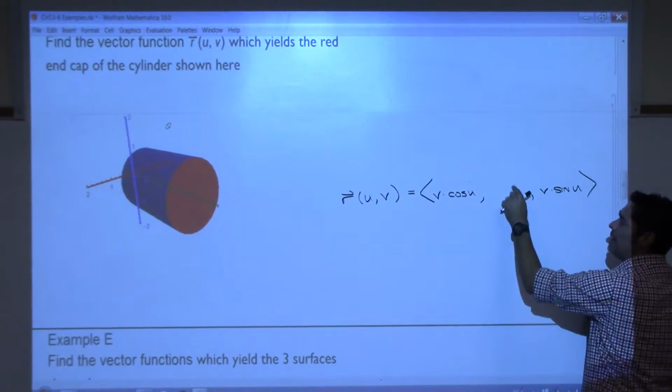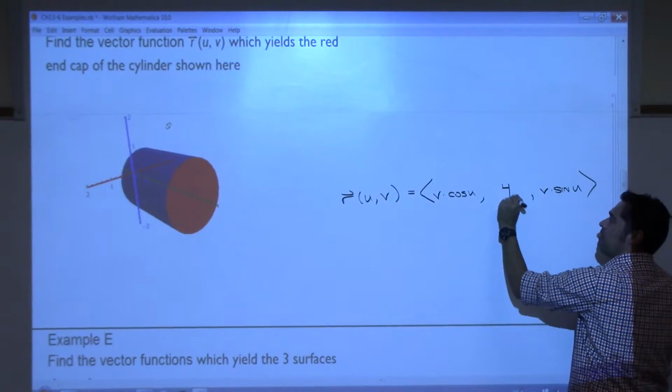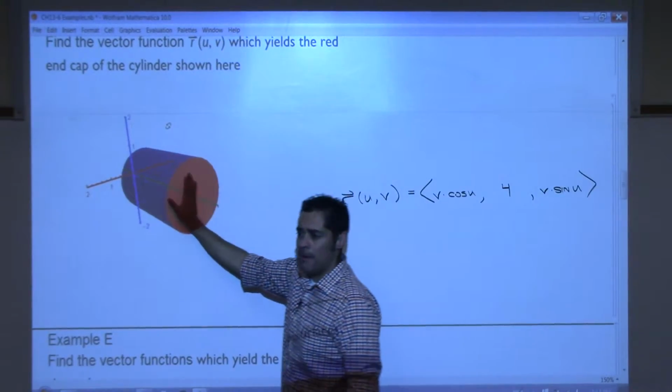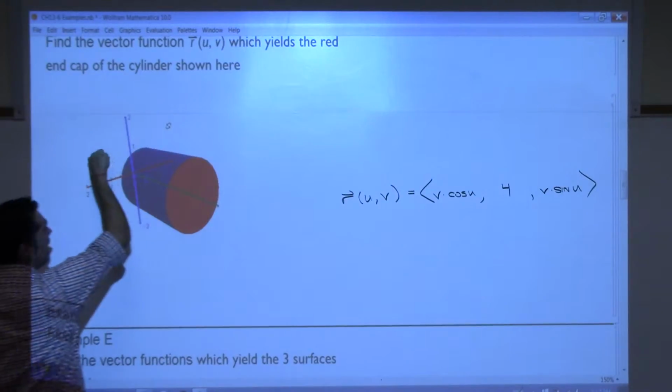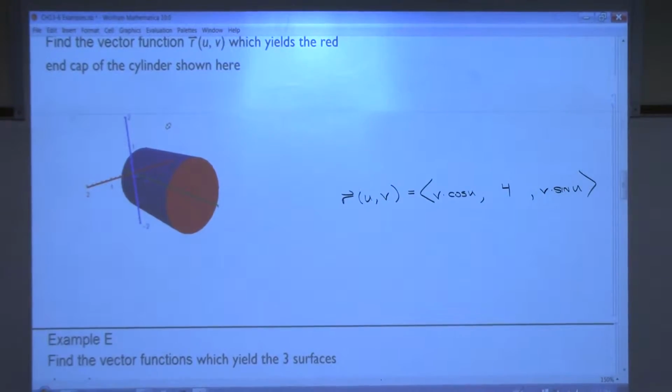Now what about the y? That's going to have to be 4 if I'm going to be this front end cap, right? What if I wanted the back end cap? It would just be a 1, right?